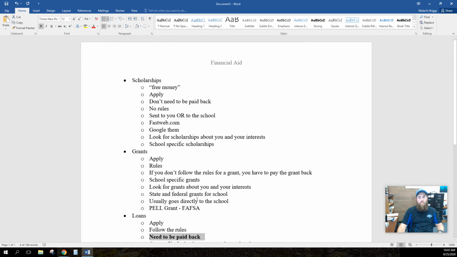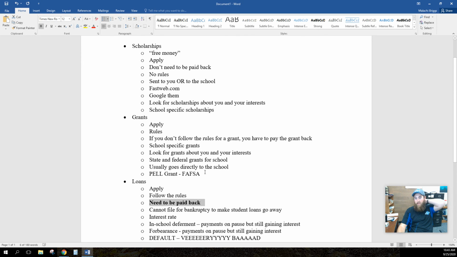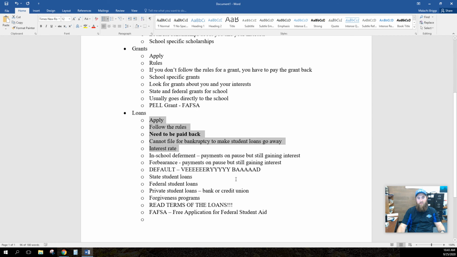Now, when you apply for financial aid at the school that you're going to, make sure that you talk to them and tell them, okay, I want to make sure that we use my scholarships and grants first before we start using student loans. You want your student loan number to be as low as possible. So keep that in mind when you're applying for student loans.